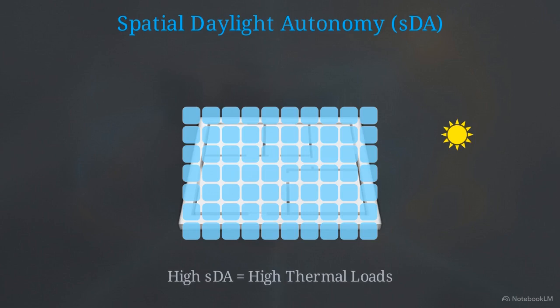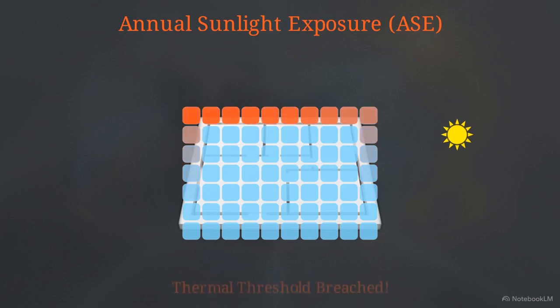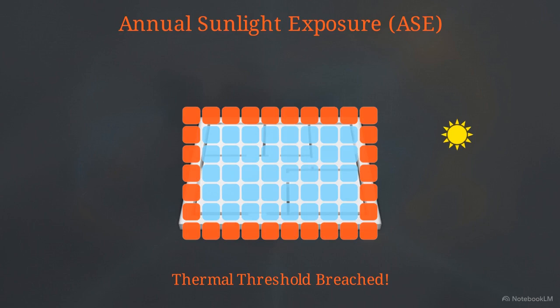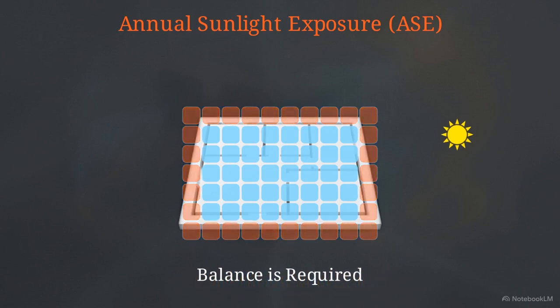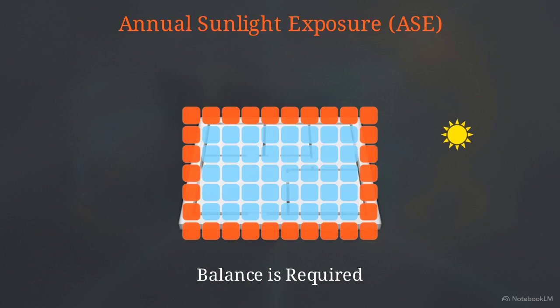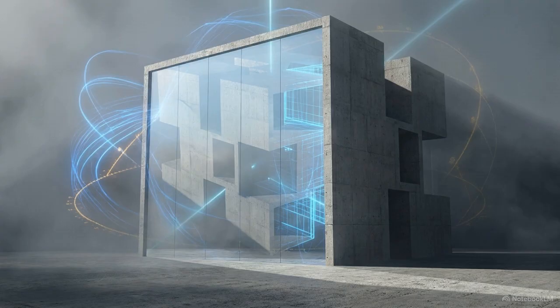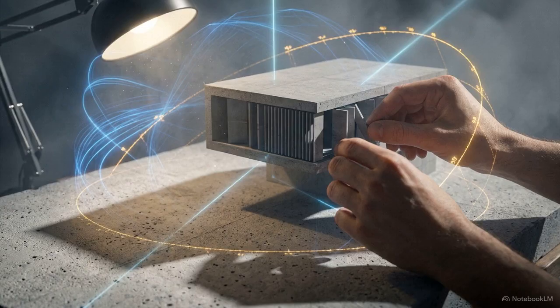However, high SDA scores often bring high thermal loads. The required countermetric is annual sunlight exposure, or ASE. ASE flags interior zones risking excessive heat. Areas closest to the perimeter mathematically breach the thermal threshold due to overexposure. Running high-fidelity visual comfort analysis to track both SDA and ASE requires advanced ray tracing engines, primarily Climate Studio and Radiance. Successful daylighting is not a matter of simply drawing larger windows. It is the direct result of solving the mathematical equation that balances autonomy against exposure risk.